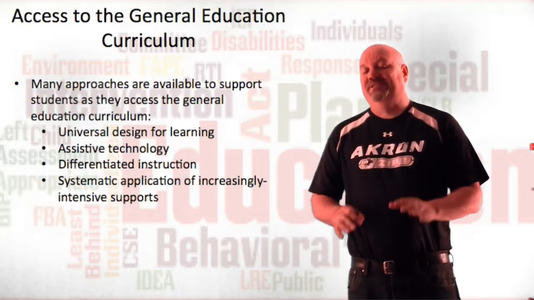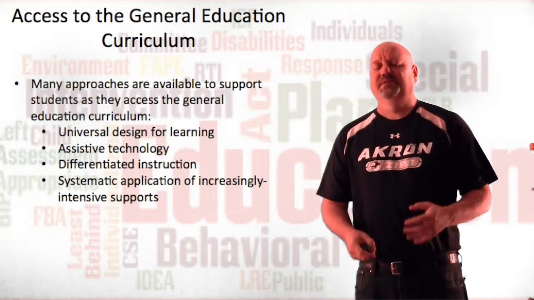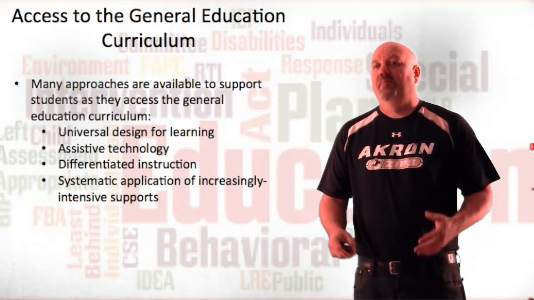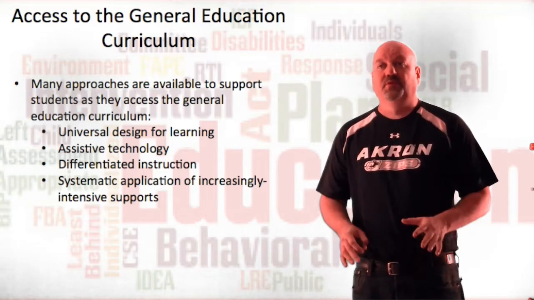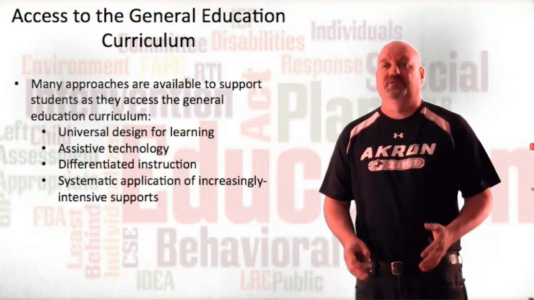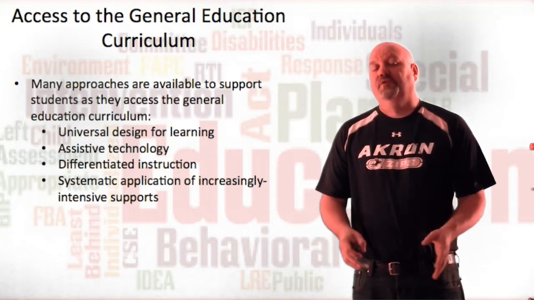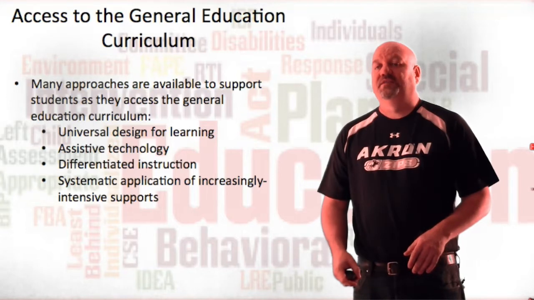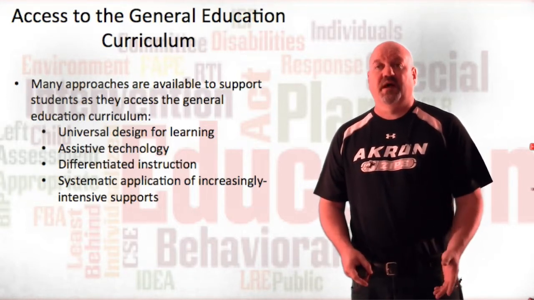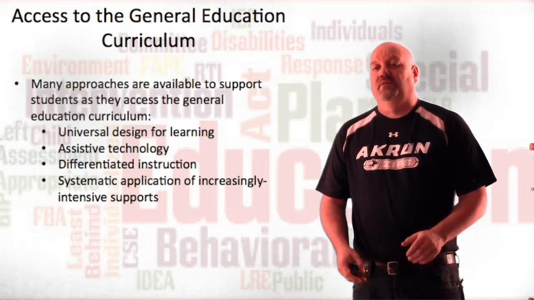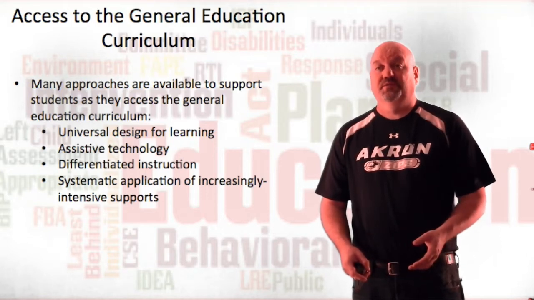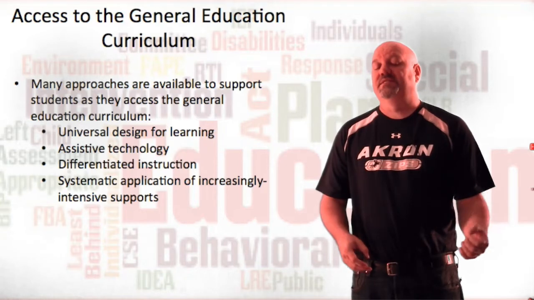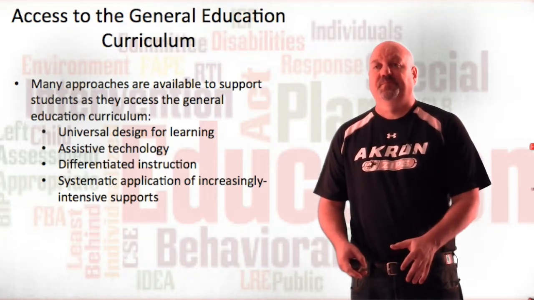We talked about in Chapter 1 that students with disabilities are accessing the general curriculum at a higher rate than ever, and many approaches are available to support students as they access this general curriculum. First one is universal design for learning. A second approach is the use of assistive technology. Third is differentiated instruction. And the fourth is systematic application of increasingly intensive supports.